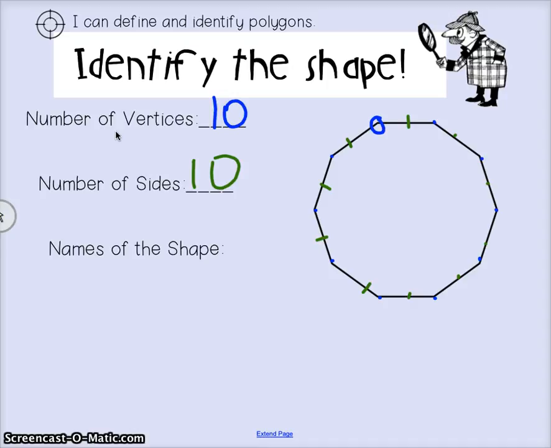Who can remember the name of this shape? Okay, think of the word decimal, decade. It is a decagon. We need to make sure we're practicing the spelling of these shapes as well. Nice job, detectives. I'm wondering, are there any other names that you can think of for this shape? Me either. Let's keep going.